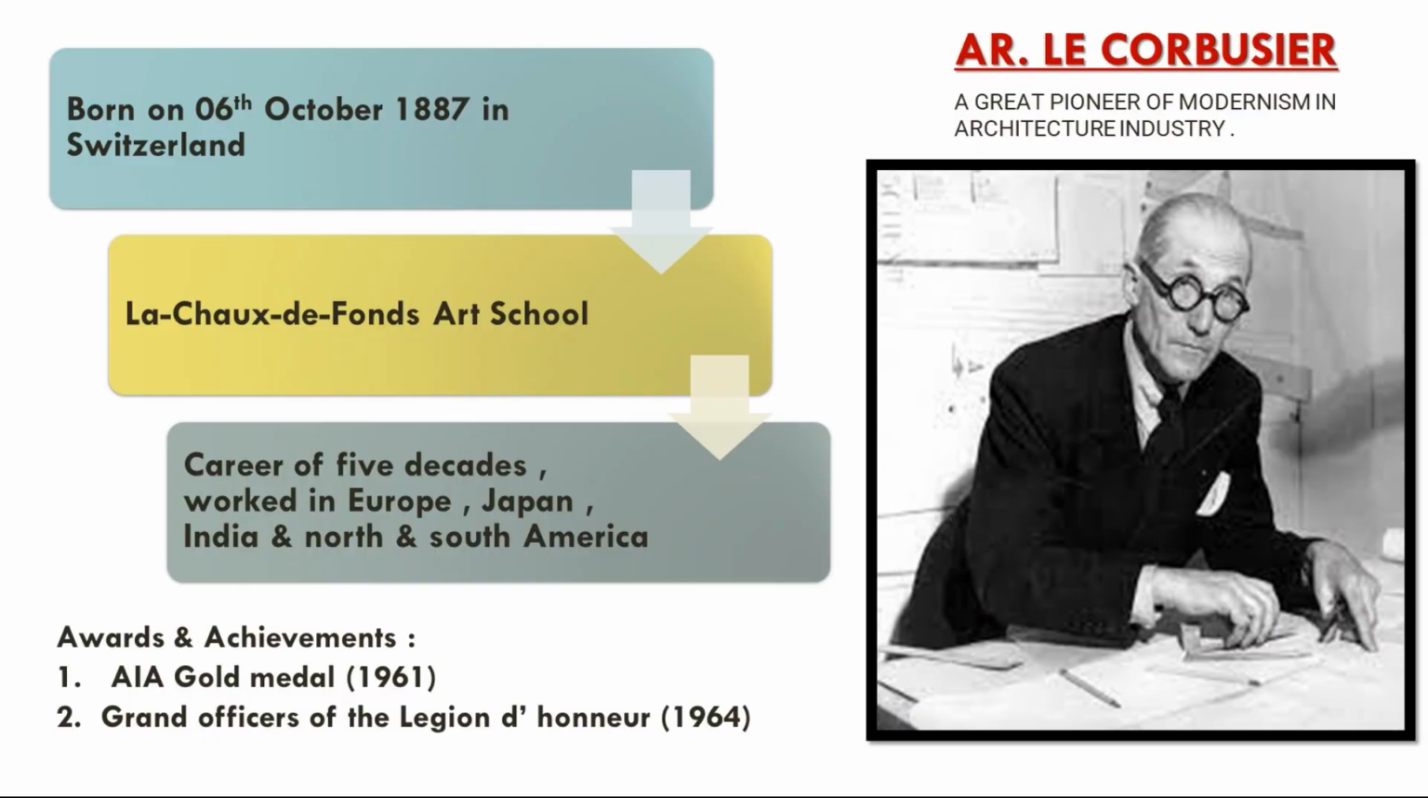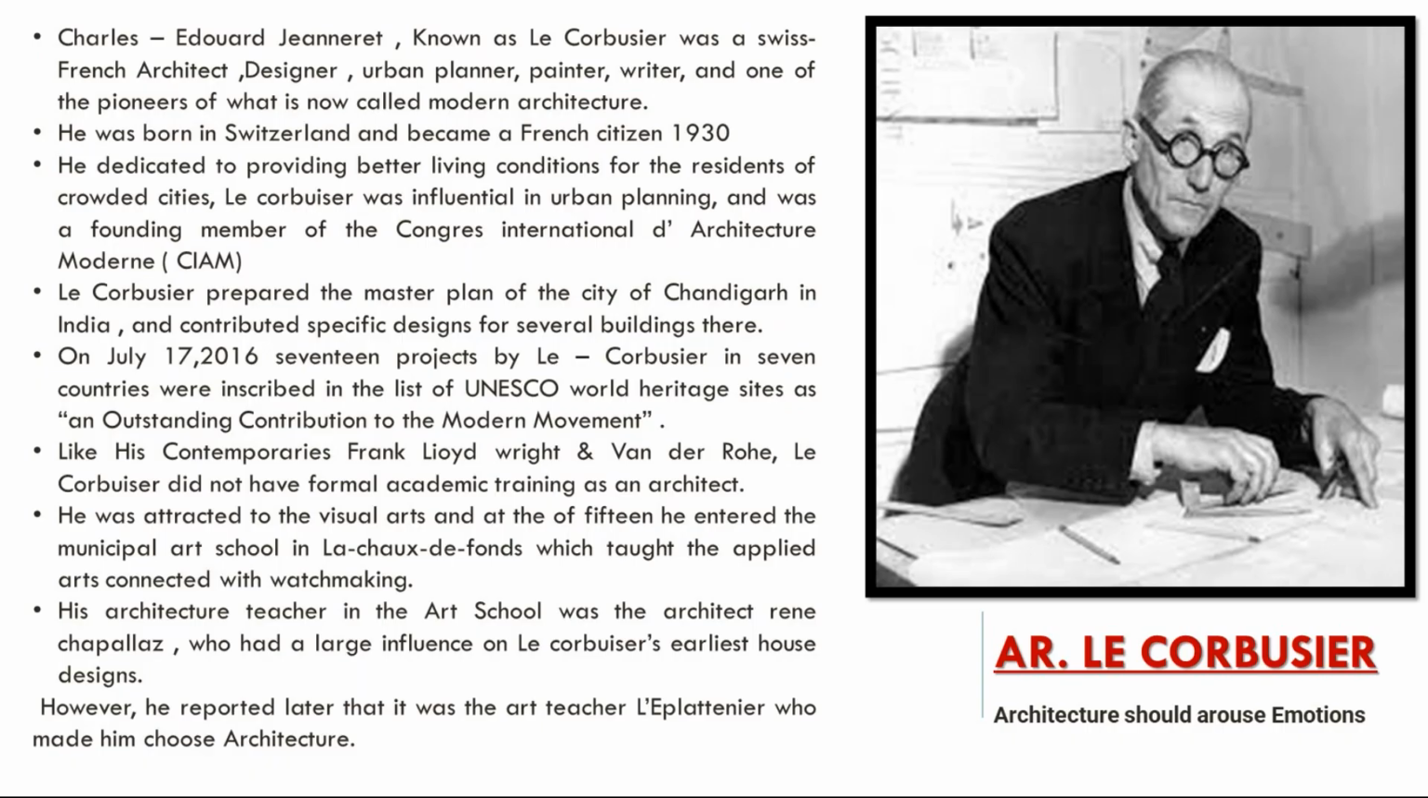So let's start with the introduction of architect Le Corbusier. As we all know, he was a great pioneer of modernism in the architecture industry. He was born on 6th of October in 1887 in Switzerland. He studied at an art school in France called Le Chaux-de-Fonds. His career lasted 5 decades and he worked in different countries such as Europe, Japan, India and North and South America. His awards and achievements: AIA Gold Medal in 1961 and second being the Grand Officer of the Legion d'Honneur in 1964.